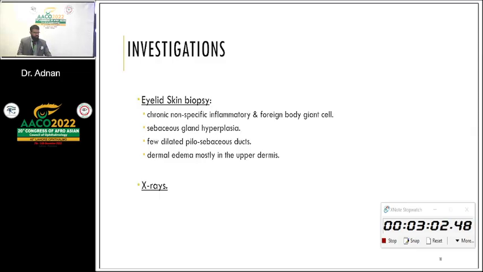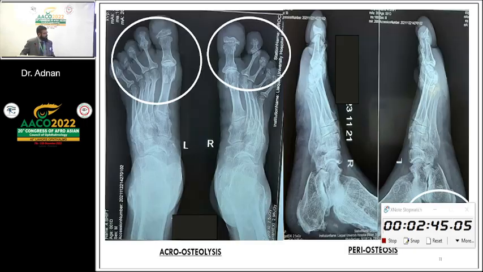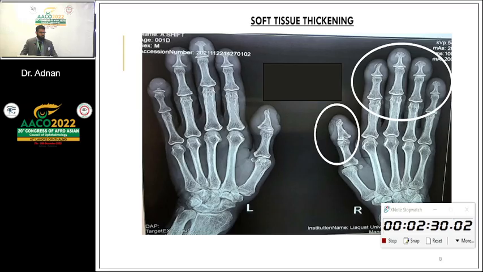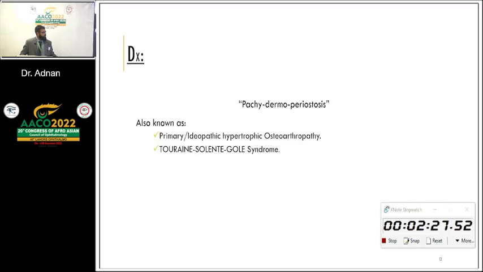The investigation we have done was an eyelid skin biopsy. Over there we found a non-specific inflammatory and foreign body giant cell reaction, sebaceous gland hyperplasia, a few dilated pilosebaceous ducts, and edema mostly in the upper dermis. We also did an X-ray of this patient and found acro-osteolysis, which is the resorption of the bone of the distal phalanx, and periostosis, which is subperiosteal new bone formation. And also you can appreciate there was soft tissue edema.